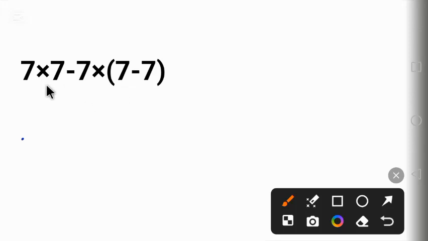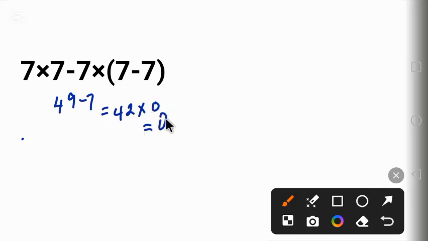At a glance, you will be tempted to do this multiplication first, and that will give us 49. And then you subtract 7 from it, and that will give us 42. And then you multiply it by the evaluation from this parenthesis. 7 minus 7 is 0, and your answer will be 0.